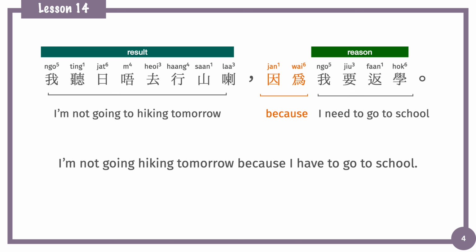And if you provide the result first, then the result has to move to the front and use 因為 at the back to give reason. Like 我聽日唔去行山啦. Okay, the result is I'm not going to hiking tomorrow, and then I have to provide the reason. 因為 because 我要返學 I need to go to school. So the whole sentence is I'm not going to hiking tomorrow because I have to go to school.